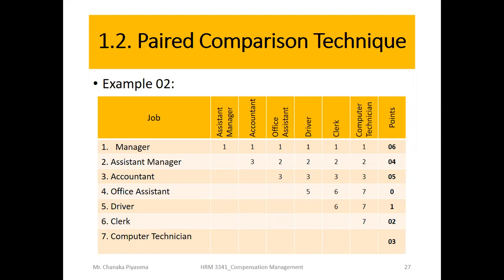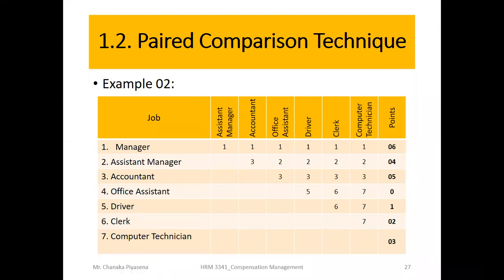Then office assistant is represented by number 4. There is no number 4 in our numeric chart. Therefore, 0 points. Number 5 is driver. Number 5 appears in only 1 place in our numeric chart, that is in the 4th row here. That's why we put 0.1 for the driver.